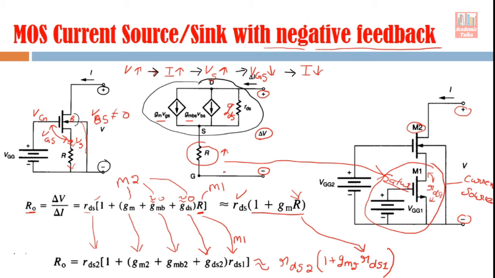We are not using a passive resistor, we are using this MOSFET transistor in the saturation region, and in the saturation region it is acting as a current source, and this current source has a very high value of output resistance. So the current source is being used to improve the performance of a current source.